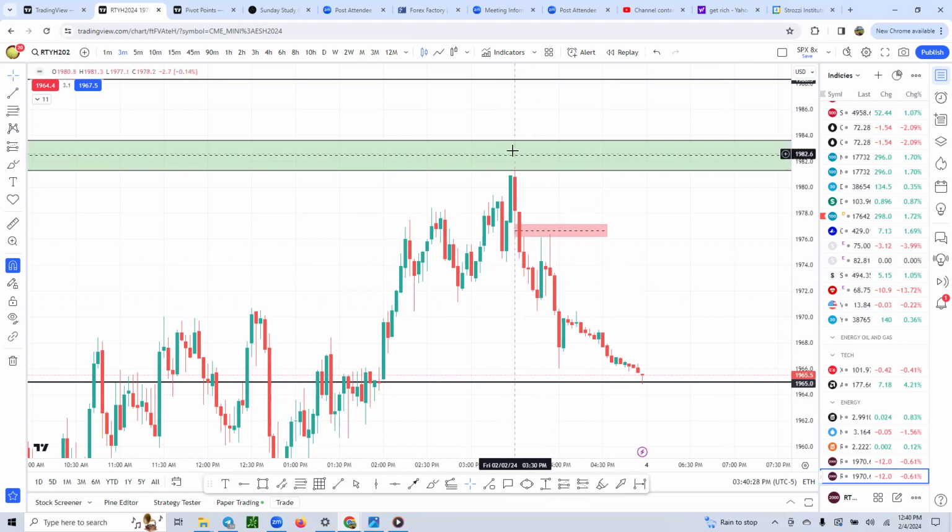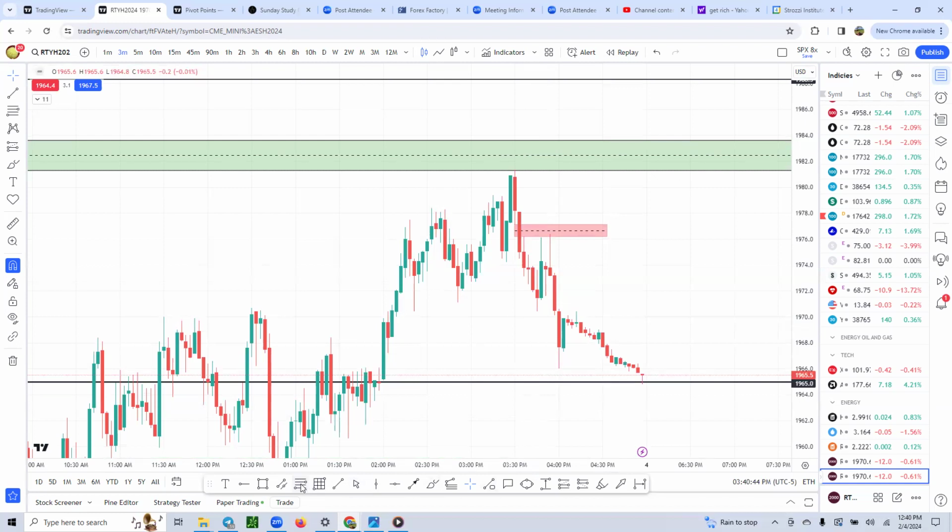This green box up here is the hourly fair value gap. We already know when it hits the hourly fair value gap or order block, it is one of those. That's not the purpose of this call, so I don't want to go into that. But we see price rejected off of it. So then it gave us our setup, right?